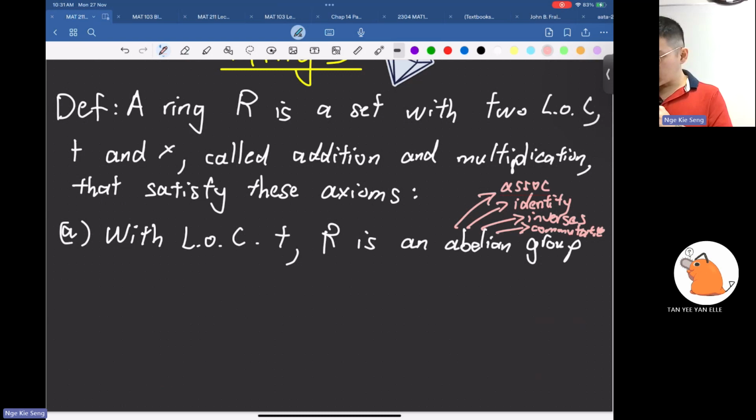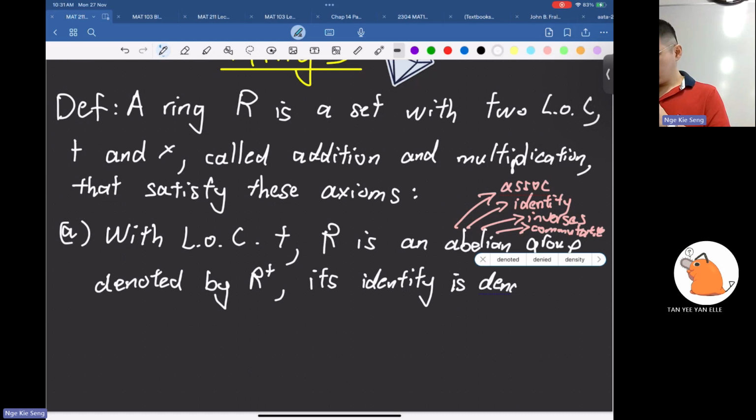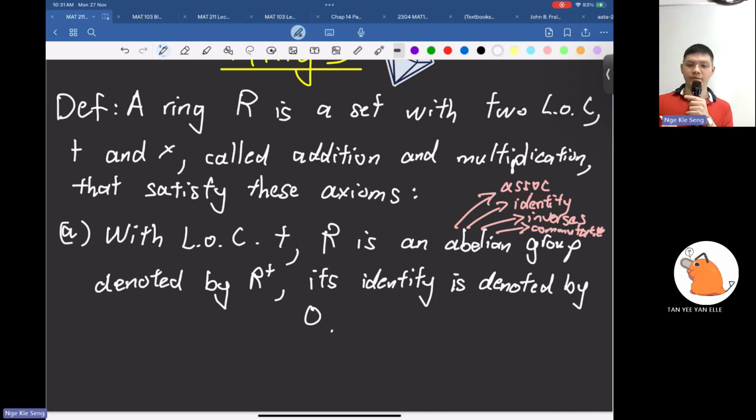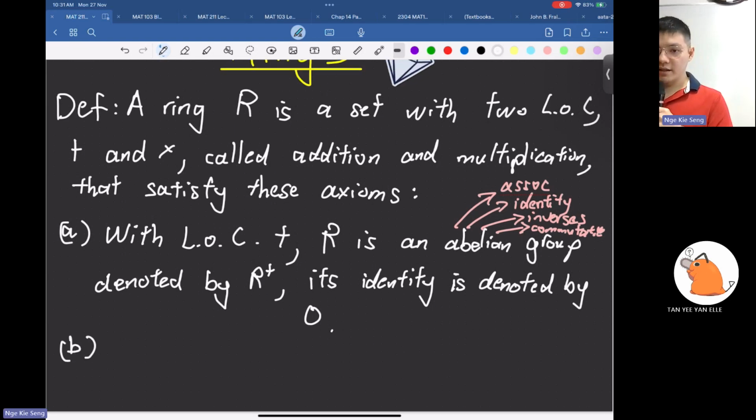And we will denote this as R plus. And then the identity here, automatically we will call it 0. If the operation is addition, we will call the identity 0. It's like the 0 in the integers. It's like what 0 does in the integers.